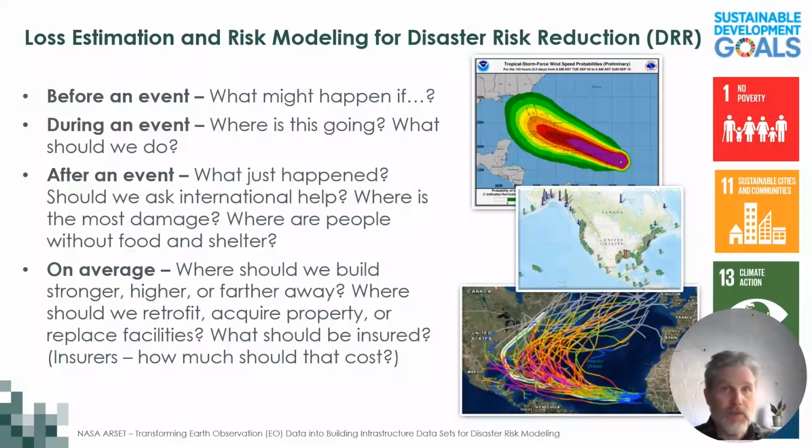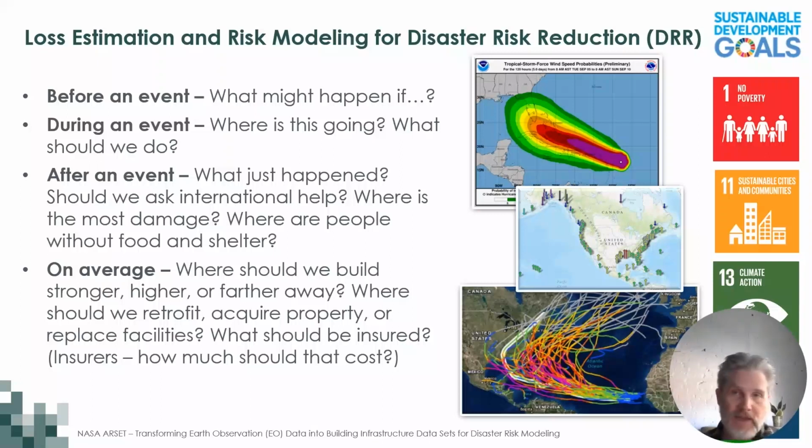Before an event happens, for planning scenarios: what happens if a Category 5 hits Miami or New York? What happens if a magnitude 8 earthquake happens in Los Angeles, or there's a 500-year flood in the Midwest? These scenarios are used, they actually play them out, bringing together teams of folks from state, local, federal, and tribal governments to pretend like they're responding to an event to figure out where there are gaps and what they might do better to respond in the future.